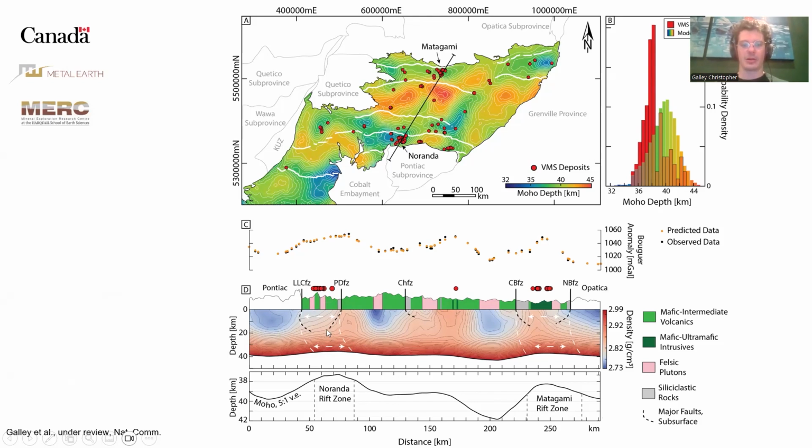And the crustal scale faults that we're seeing here, we believe, are half-graben features that might have formed during the initial extension of these rift features.